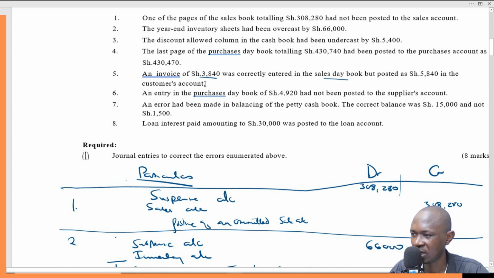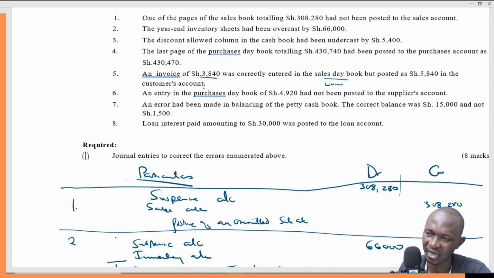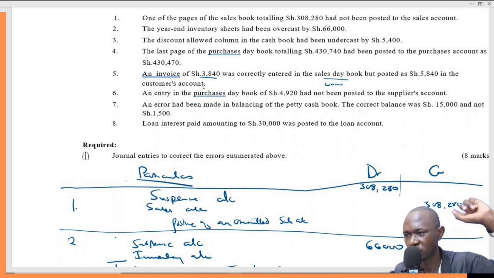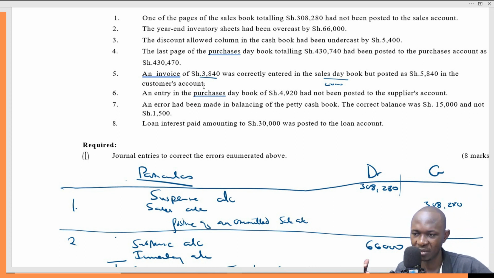So what are we doing? We want to reduce, the debtor is a debit account. So we want to reduce that amount by how much? The difference is 2000. We simply credit the debtor's account to reduce. Debtors has been overcast by 2000. Debtors is a debit account, so we credit to reduce the overcast. So when you credit 2000 to the debtors account, you see this is how it is.